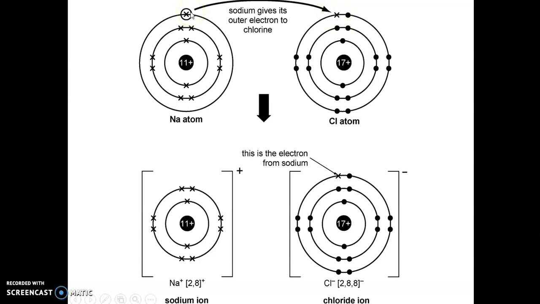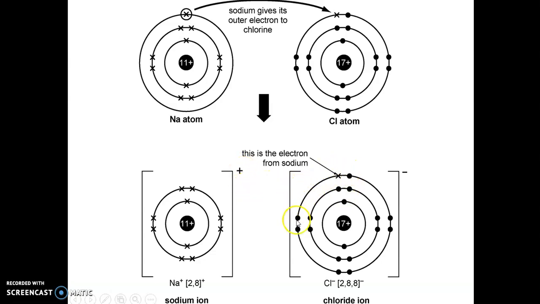So sodium wants to lose this electron, chlorine needs to gain an electron. So sodium loses an electron to chlorine, and that fills up chlorine's outer shell. So what you end up with is a sodium ion, which now only has 2 shells, because it's lost this free electron from its outer shell, and it has a charge of 1 positive, because it's lost 1 electron.